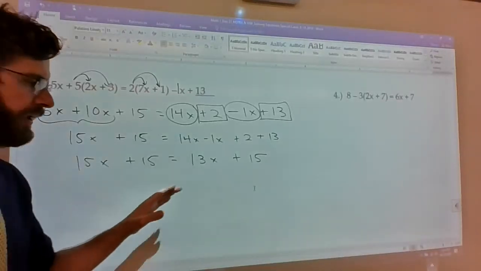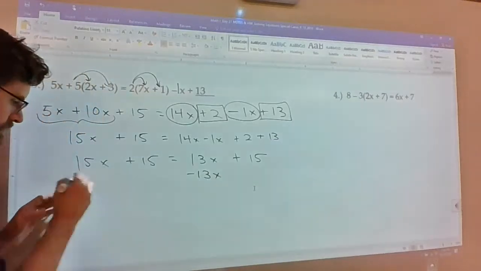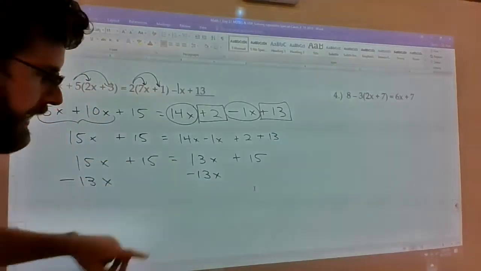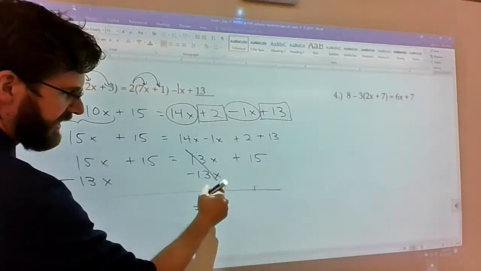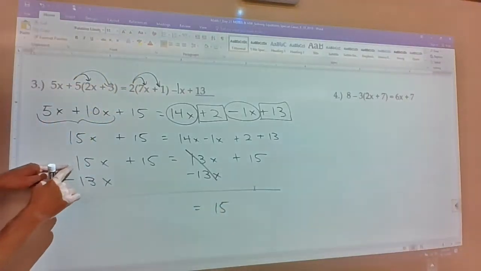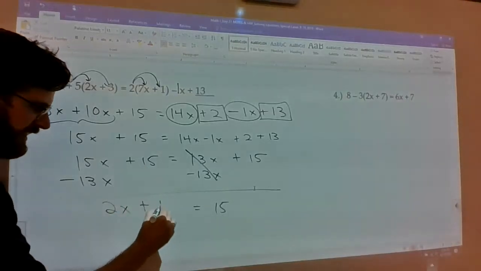Okay, so I want to make it clear by getting the x's on the left-hand side. So I'm going to undo the positive 13x with a minus 13x, so it zeroes it out on the right-hand side. The right-hand side is now 0 plus 15, which is 15. On the left-hand side, we have 15 minus 2, or 13, which is 2x. That plus 15 is still there.